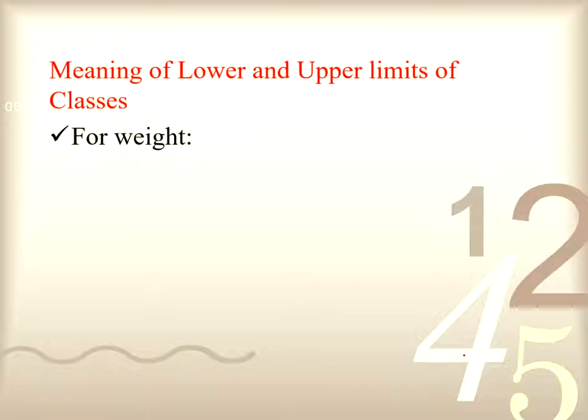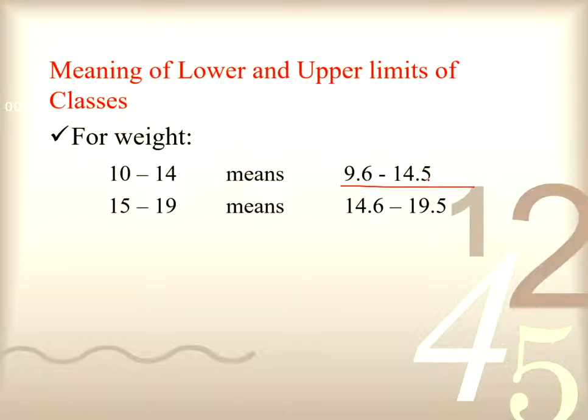Pag sa weight naman, 10 to 14 means 9.6 to 14.5. So, pag kinumpute mo yung kaninang upper limit natin ng weight, medyo magulo, gawa nito. 10 to 14 means 9.6 to 14.5. 15 to 19 means 14.6 to 19.5. And 20 to 24 means 19.6 to 24.5. So, may kulang na kaunti.